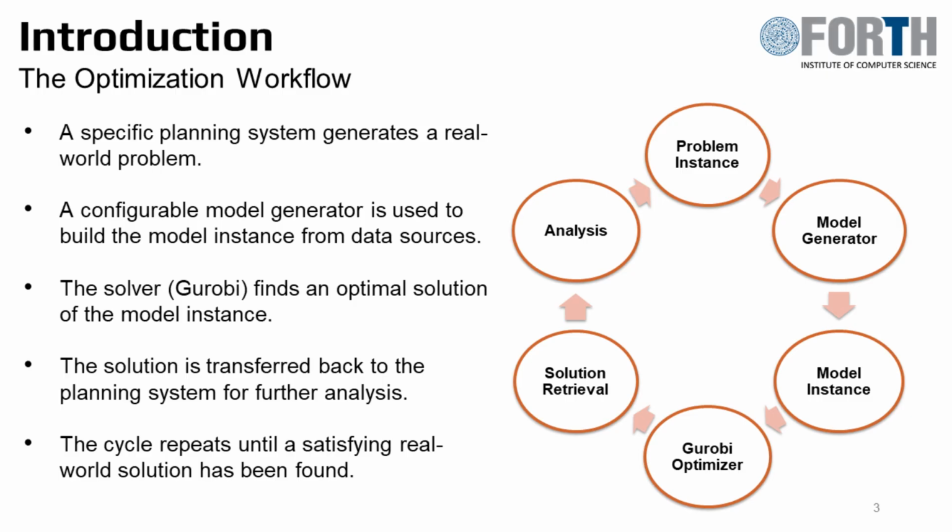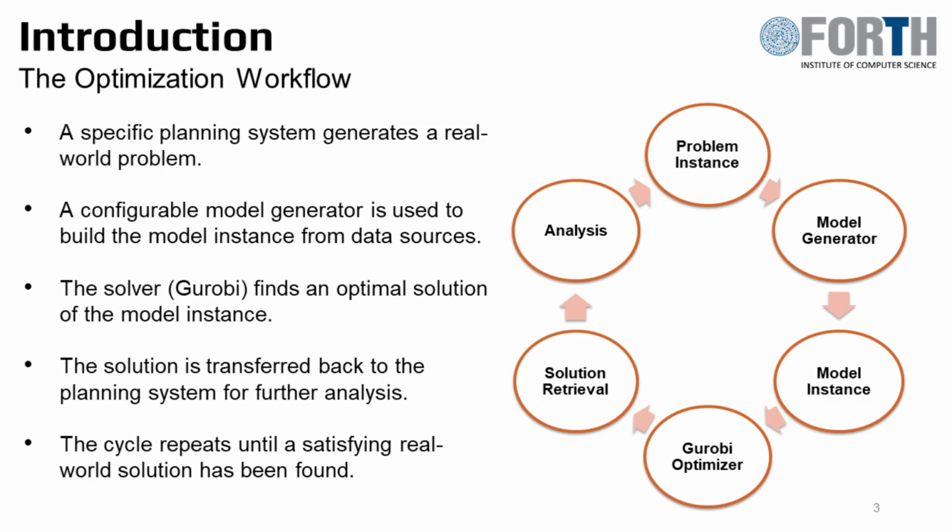Next, a configurable model generator translates this data into a mathematical model instance. Here we move from business rules to formal constraints and objective functions. For example, a rule such as each customer must be served becomes a set of assignment constraints indexed over customers. The clarity and structure of this formulation directly influence computational behavior.